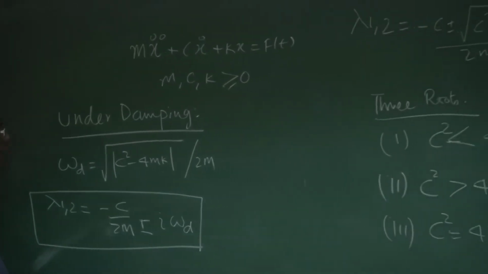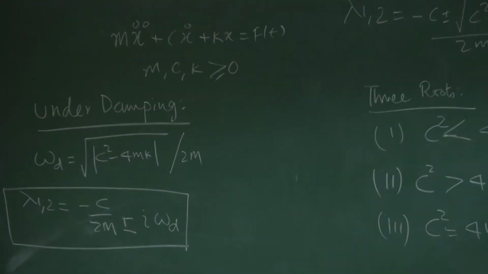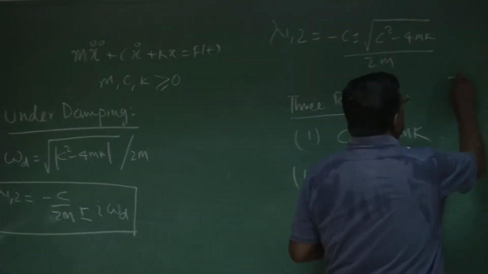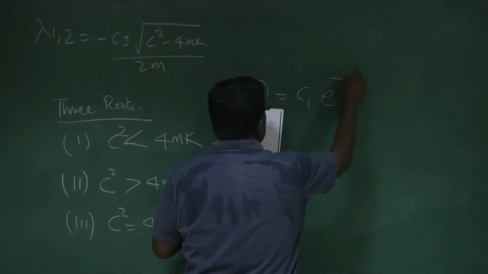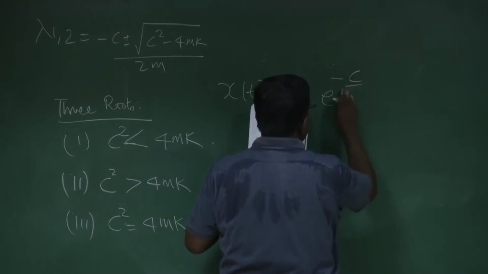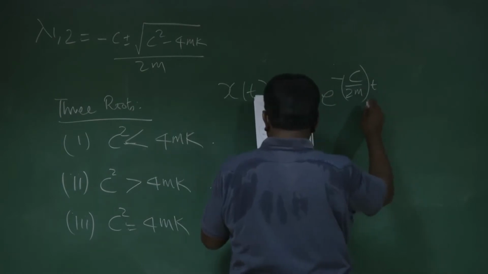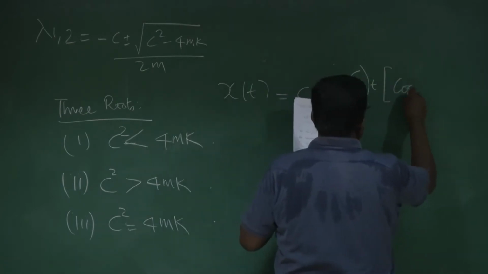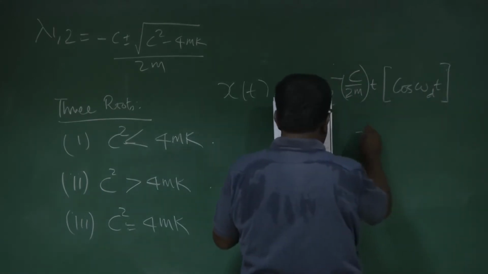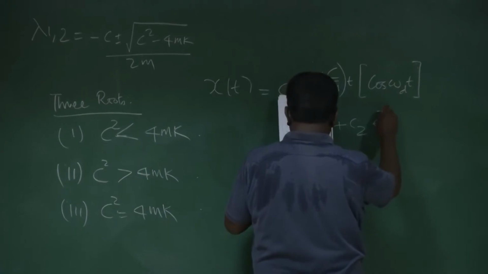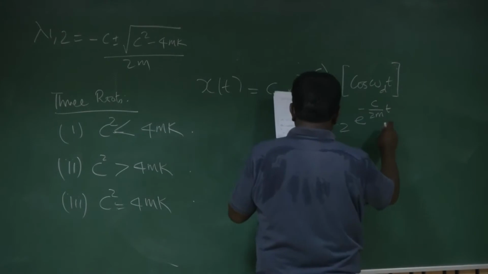And if you have revised your little bit of differential equation understanding, you can easily write x of t as c1 e to the power minus c by 2m t. Let me write this. Don't get unnecessarily disturbed. This expression, of course, never looks very elegant, but we have no shortcut. We'll try to get the best out of it.